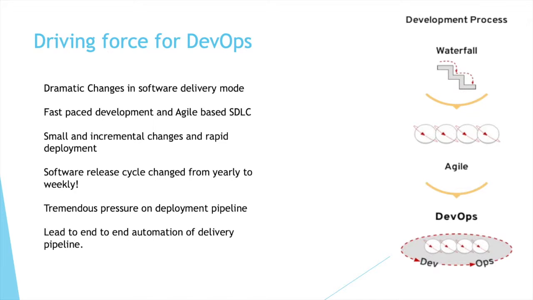So instead of finalizing the requirements, you take a little bit of requirements, you start developing, and you do multiple cycles. So the software life cycle is dramatically reduced. Instead of having a full year of software development, now you have probably a month or maybe 2 weeks of software life cycle. And this has put a tremendous pressure on the deployment pipeline. So now instead of deploying software once a year, you're talking about deploying software probably every 2 weeks or on a monthly basis.